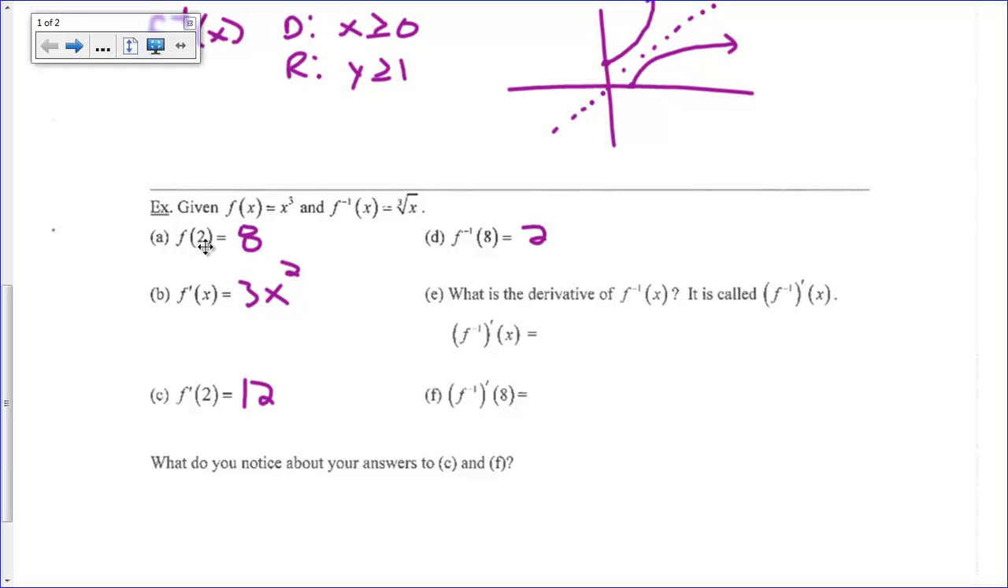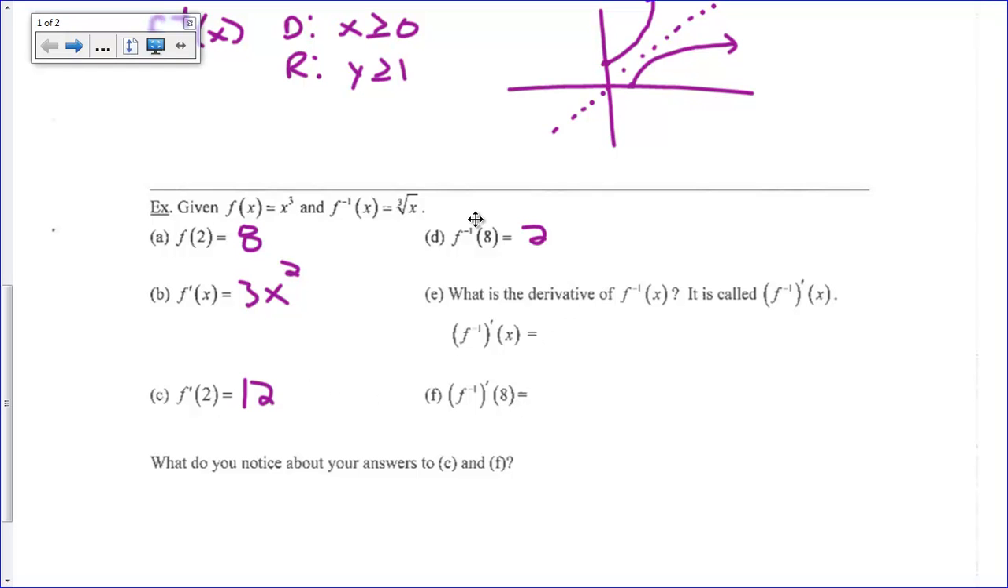Now, this is sort of neat. f of 2 is 8. f inverse of 8 is 2. Well, that should make sense because the domain becomes the range, and the range becomes the domain for inverse functions. They go through flippy-floppy points. What we're going to do now is discover the relationship between the derivatives at these flippy-floppy points.